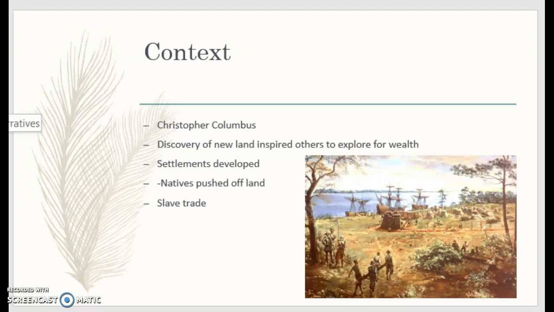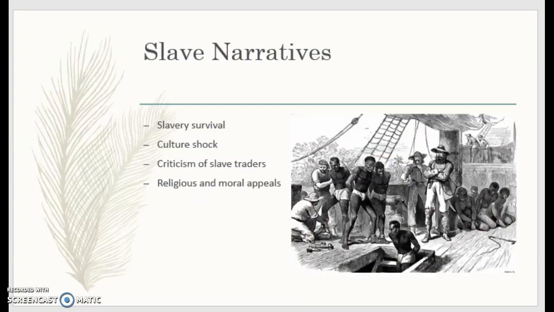So we're going to look into slave narratives a little bit and take some notes about those. These were the life stories of people who survived slavery. They portray the culture shock of a newly captured African. The narratives focused criticism on slave traders, not slave owners.